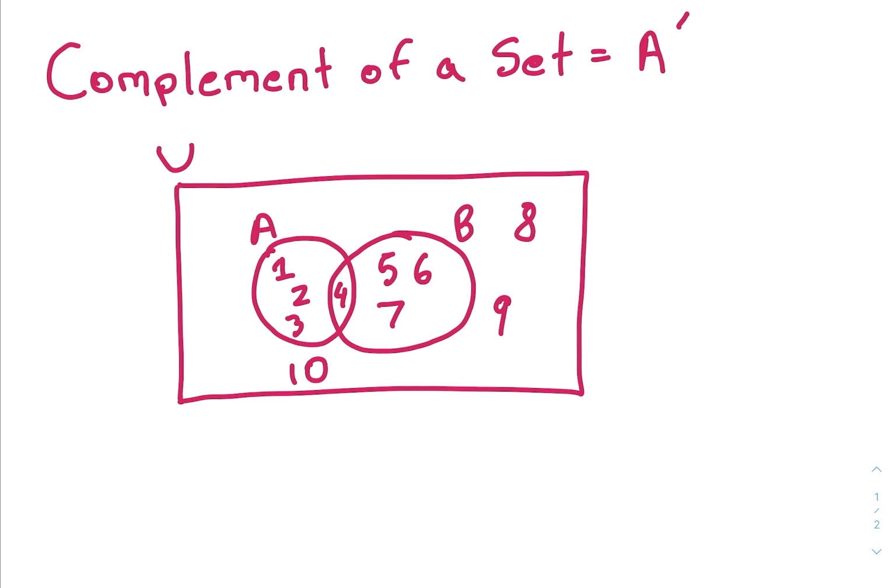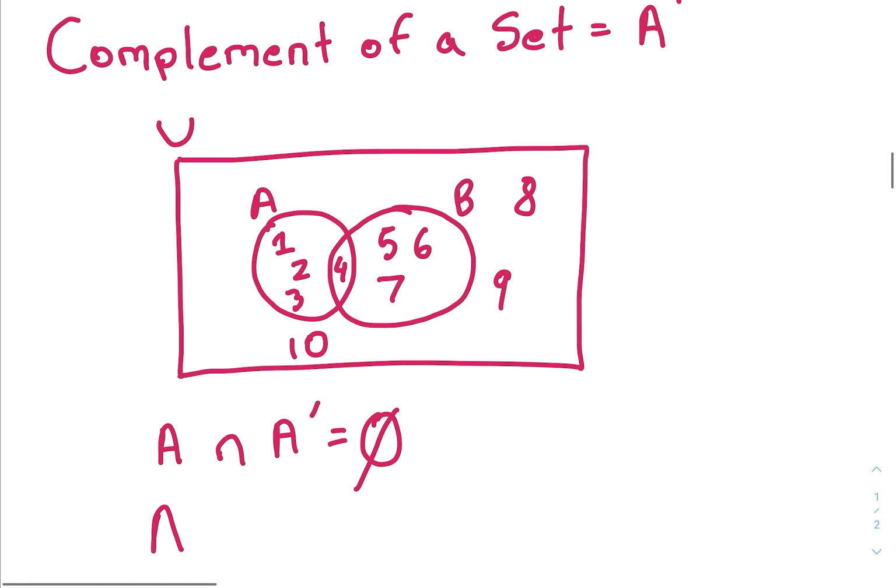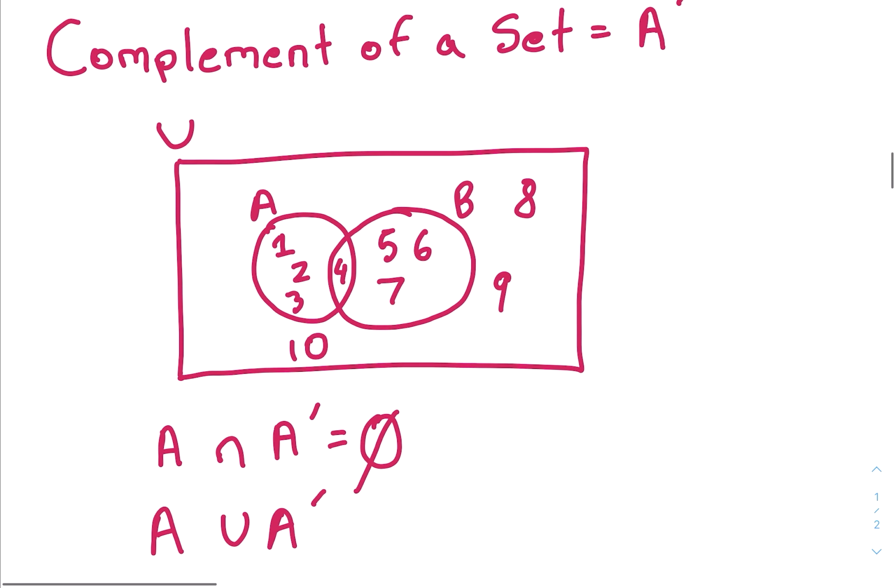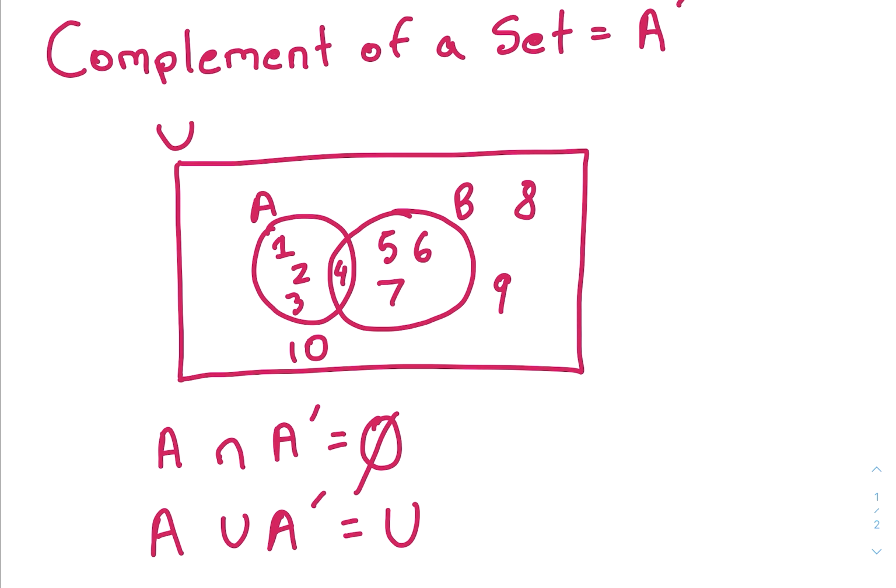Of course, some important considerations to be taken with the complement of a set is that A intersect A naught equals the null set, because by its very definition, the complement of A is all the elements not in A, so they can never have an element that is in common. On the other hand, the union of A and A naught is equal to the universal set, because it includes all the elements in A and not in A in the universal set, which is all the elements in the universal set.